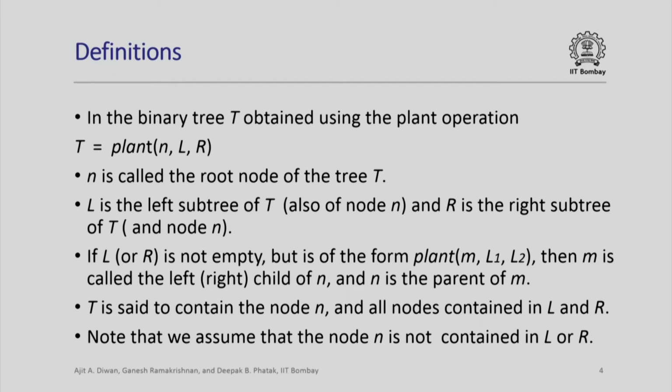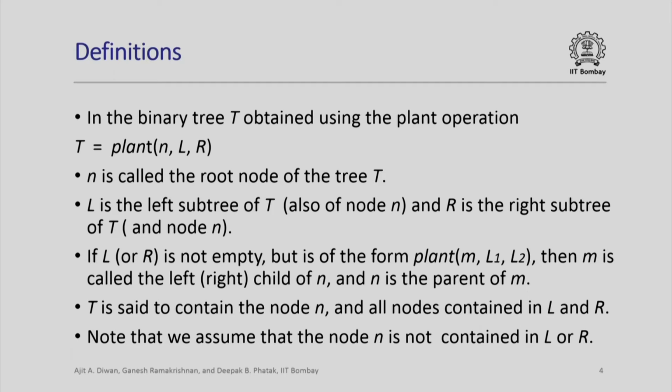There are some terms used in binary trees that we will define. Let us say we have a binary tree T obtained by planting L and R at a node N. Then N is called the root node of the tree T, L is called the left subtree of T and also of the root node N, and R is the right subtree of T. L and R are themselves binary trees and they are called the subtrees of the tree T. If L or R is not empty, but is itself of the form plant M L1 L2, then M is called the left or right child of N and N is the parent of M.